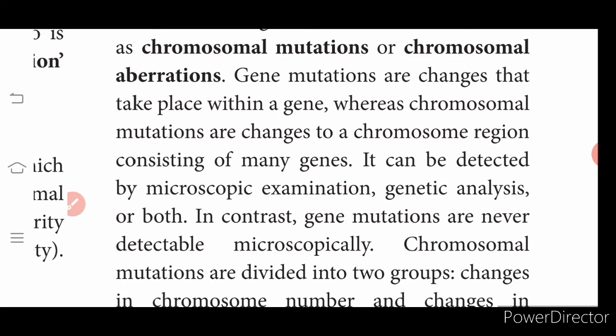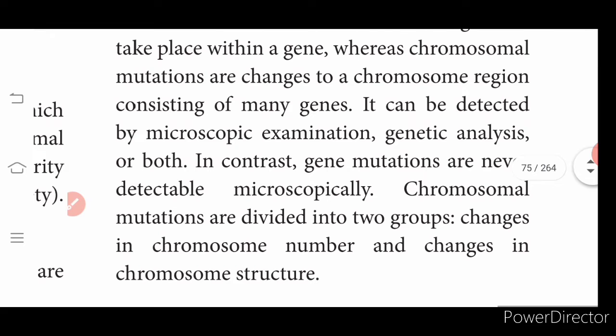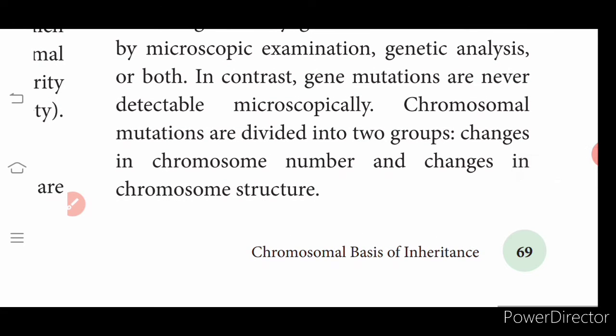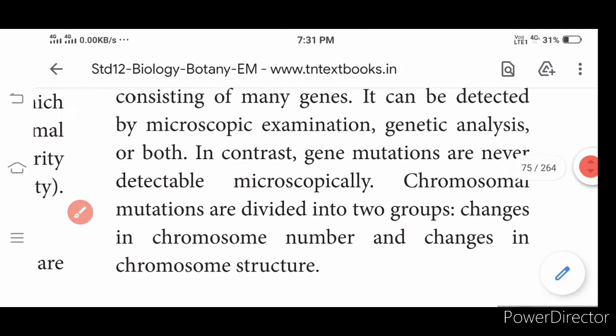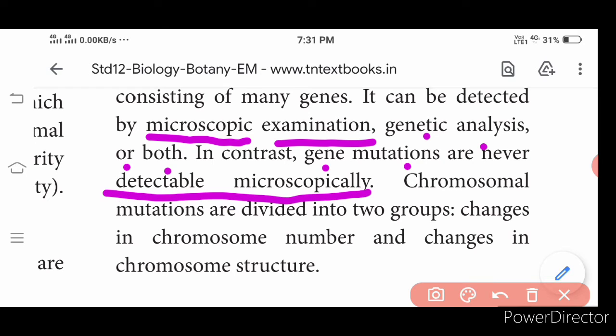Gene mutations are the changes that take place within the gene, whereas chromosomal mutations are changes to a chromosome region. It consists of many genes. It can be detected by microscopic examination. So how can you detect the chromosomal aberration? It can be detected with the help of microscopic examination, genetic analysis, or both. Gene mutations are never detectable by microscope.